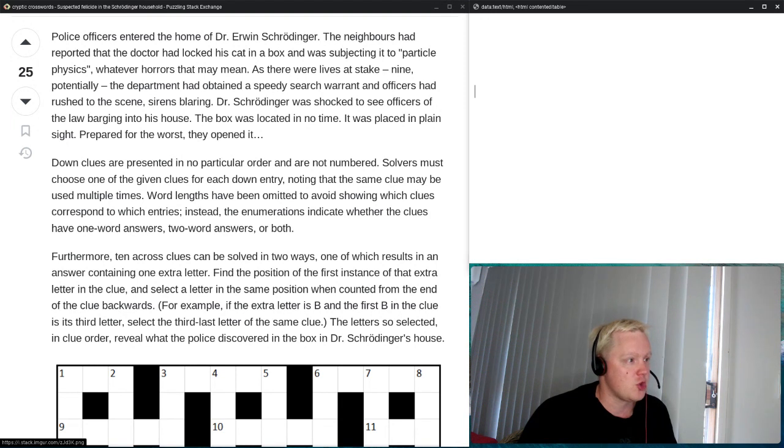Dr. Schrödinger was shocked to see officers of the law barging into his house. The box was located in no time. It was placed in plain sight. Prepared for the worst, they opened it. That's the story part here. And now onto the rules.